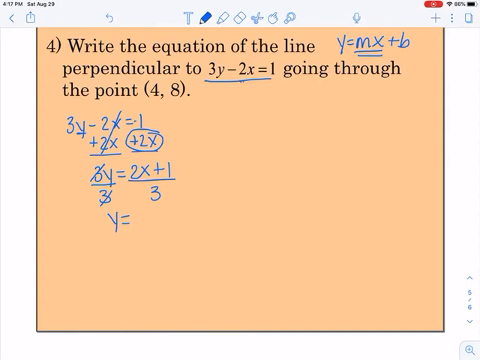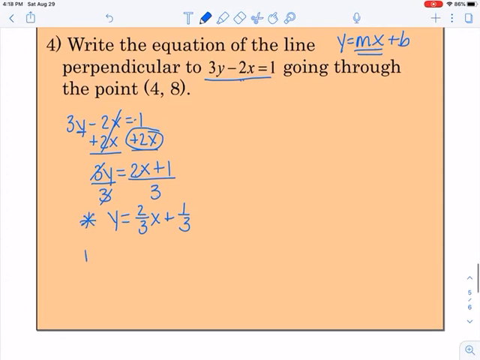Now, on the right, you have to divide each piece by 3. And again, whenever something is not divisible, you just leave it in fraction form. So 2 is not divisible by 3, so we're going to leave that as 2/3 x. And 1 is also not divisible by 3, so I'll just leave that as 1/3. It does not matter that you have fractions here. Okay? The only reason that you need this equation is to pull off the slope. So the slope of this given line is now 2/3.